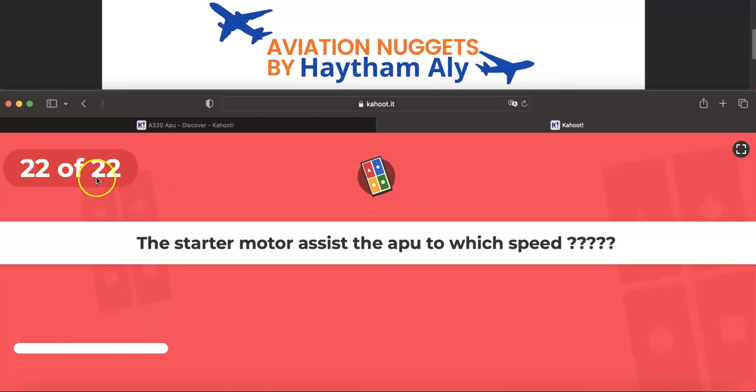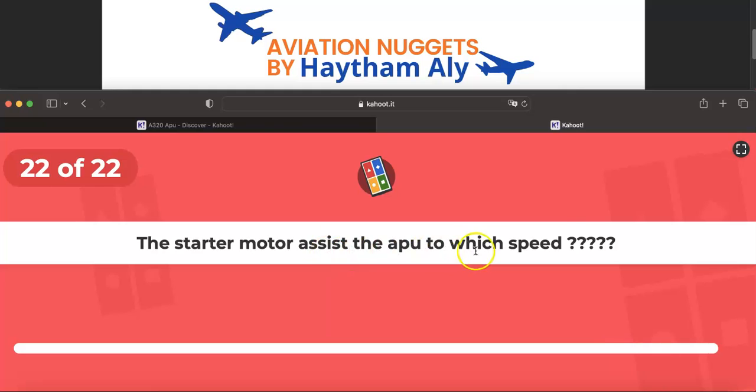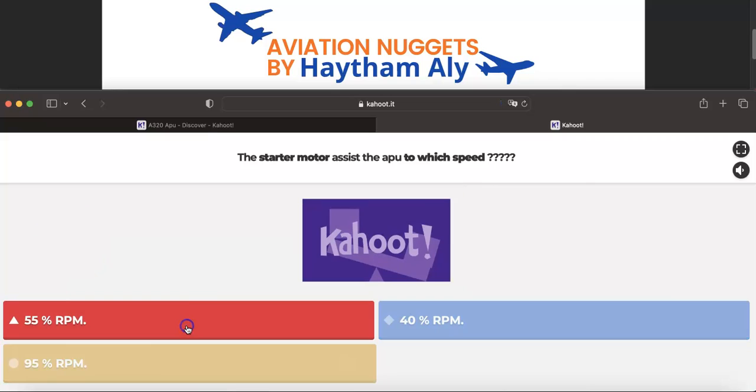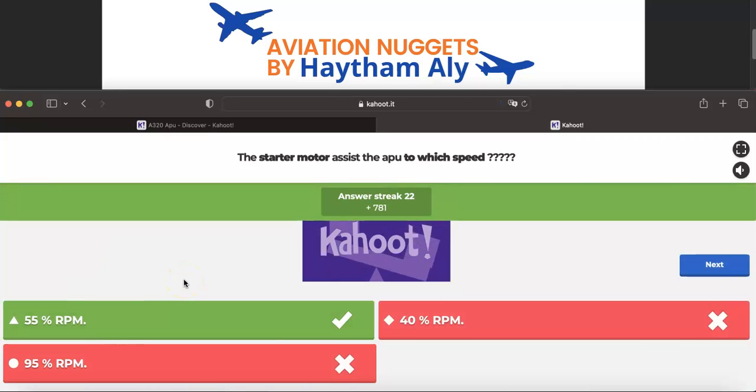Question 22 of 22. The starter motor assists the APU to which speed? 55% RPM, 40% RPM, or 95% RPM? The right answer is 55% RPM. Here in the APU ABEC, at 55% RPM, the starter disengages and the igniter ignition system switches off, because now the APU is running at idle and it is at a self-sustained speed.